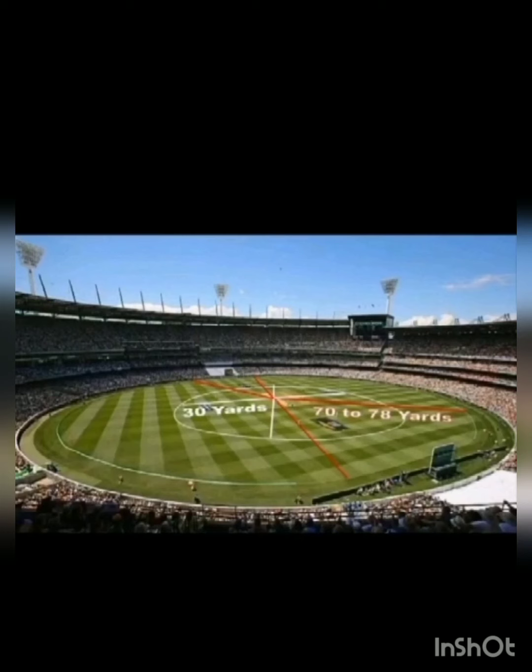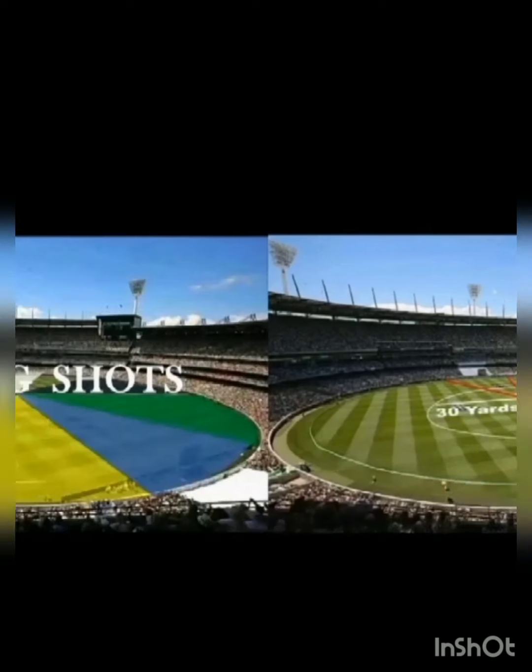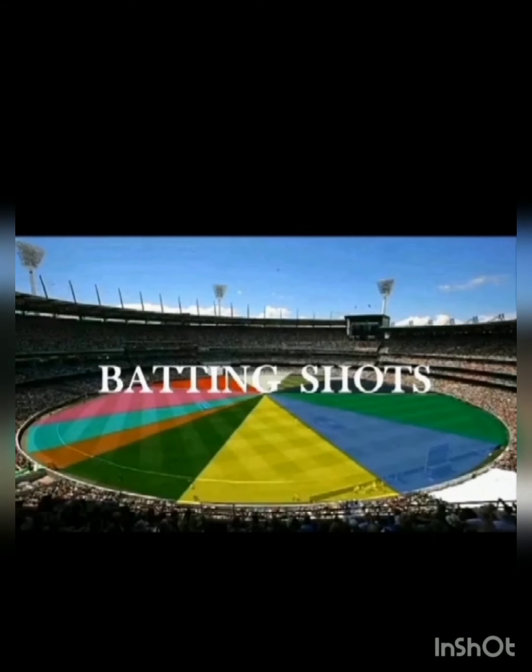And the outer circle, which is marked in red, you can see a big X. That is 70 to 78 yards. Right? The inner is 30 yards and the outer in the red, that's the straight lines in red, is 70 to 78 yards. Now, like I explained in the beginning, the batting area where the maximum hits are taken, you can see it colorfully, right? So let's get to it in detail.